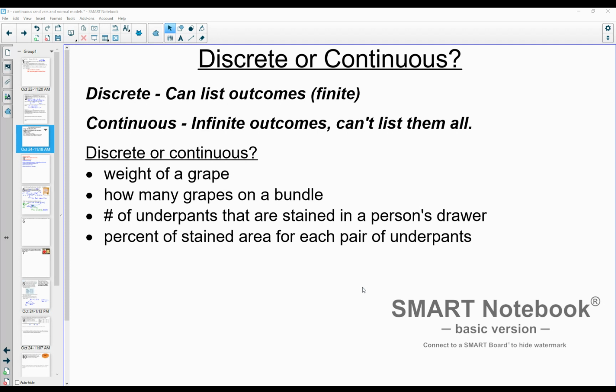Are they continuous or discrete? Okay, so for the first one, weight of a grape, that would be continuous. How many grapes in a bundle would be discrete. Number of underpants that are stained in a person's drawer would be discrete. And hopefully that's just a discrete piece of information as well. And then percent of stained area would be continuous.